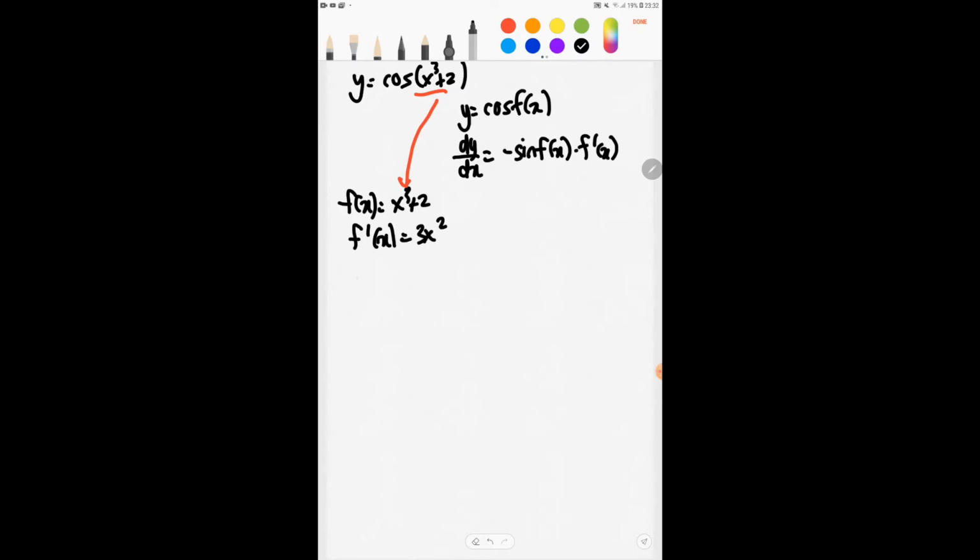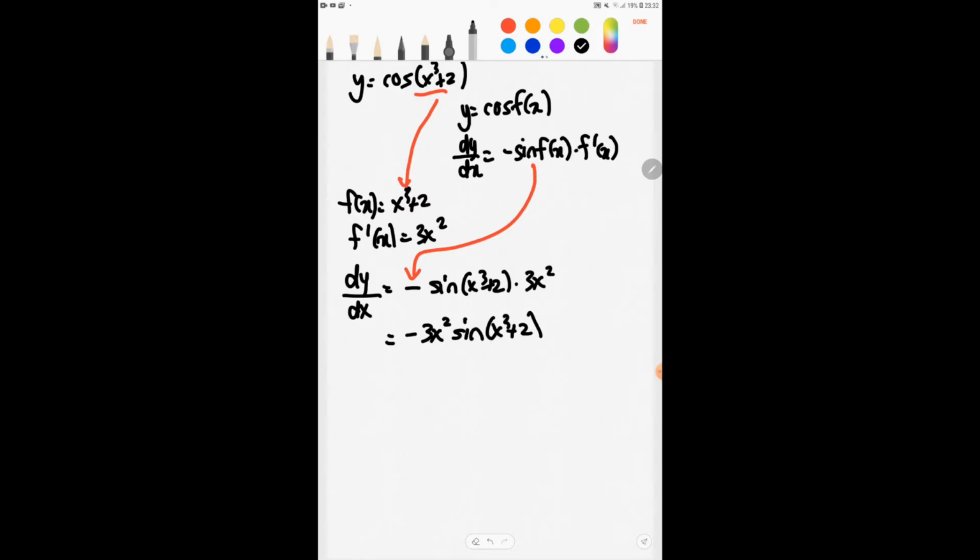So therefore, if we want to find dy/dx, we are going to use this formula. It is taken from here, so we have here negative sine of x cubed plus 2, multiplied with f prime x, 3x squared. So if we write it back, we can write it as negative 3x squared sine of x cubed plus 2.